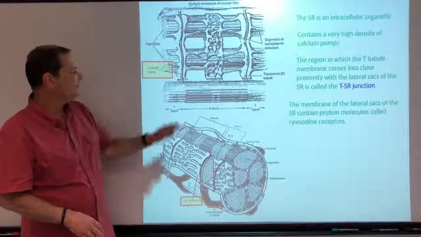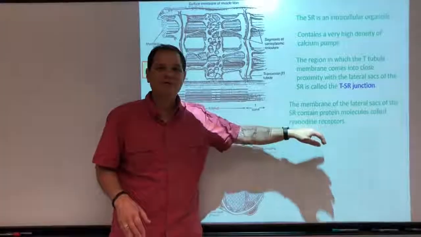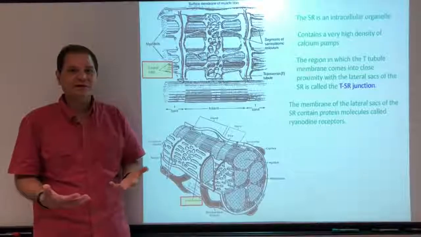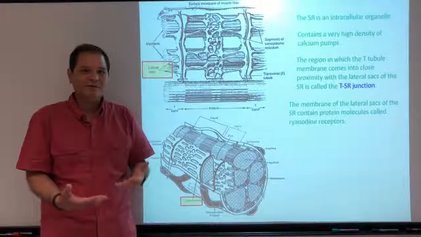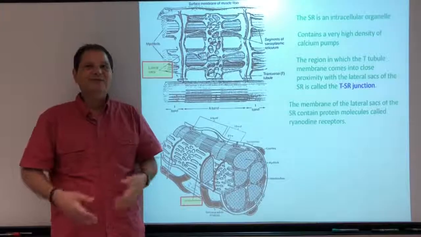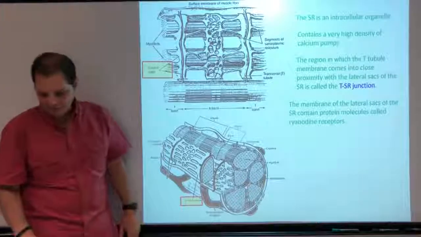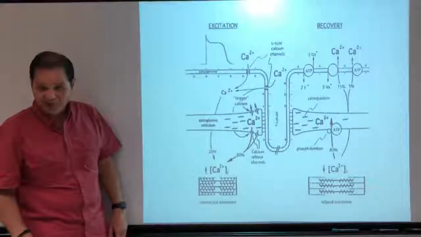The SR membrane, where the lateral sacs are, contains ryanodine receptors. These are otherwise known as SR calcium release channels. So as you might imagine, calcium is going to be released from the sarcoplasmic reticulum through these channels into the cytosol to cause contraction of cardiac muscle. Okay? So let's talk a little bit about how that takes place.